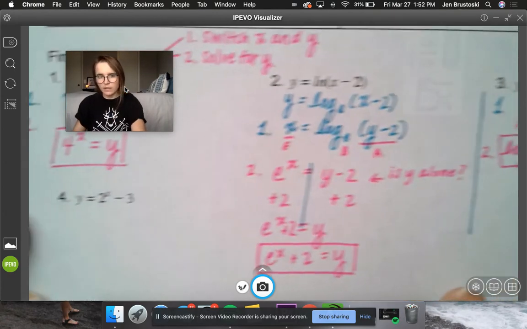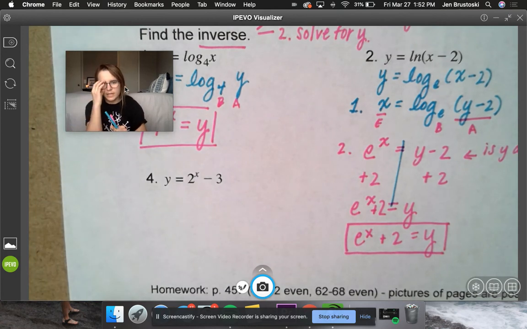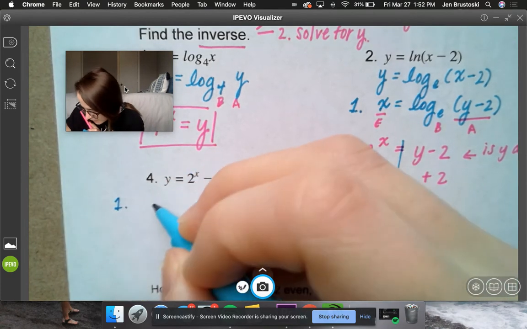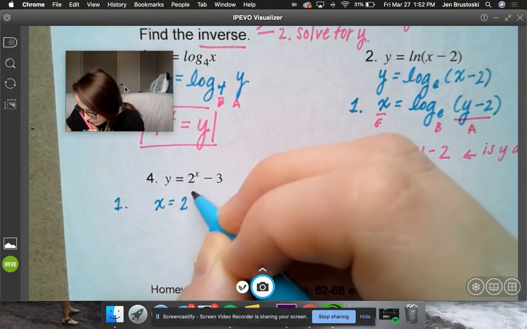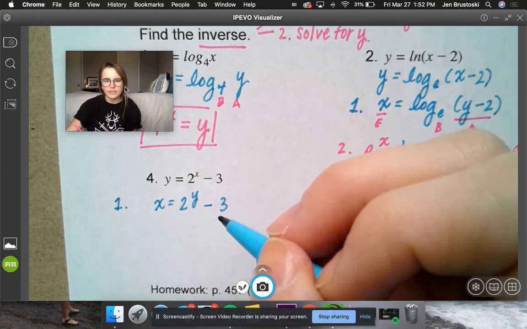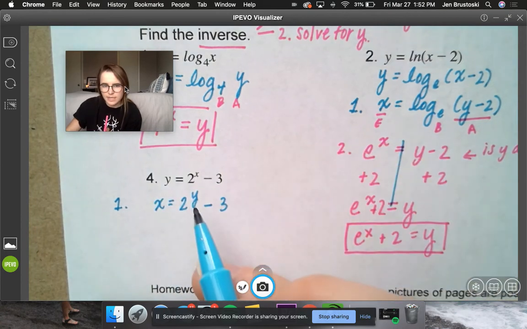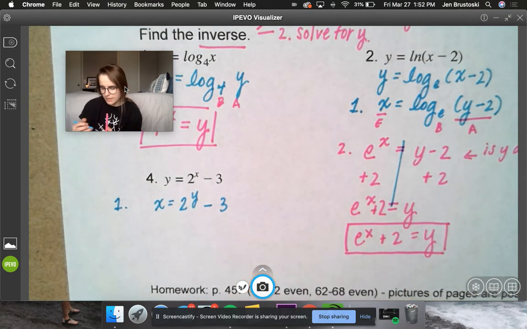All right, let's do our last example. I have y equals 2 to the x minus 3. Okay, so step 1, let's switch our x and our y. So I have x equals 2 to the y minus 3. Make sure you don't put that minus 3 in the exponent because it is not a part of the exponent. It's separate. Also, make sure you're not writing this too big. It's high enough that we know that it's not. So step 1, we're done.